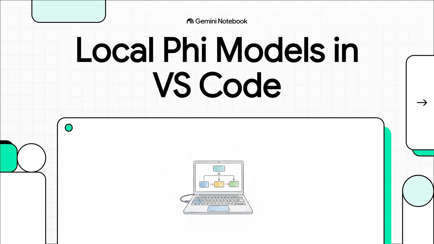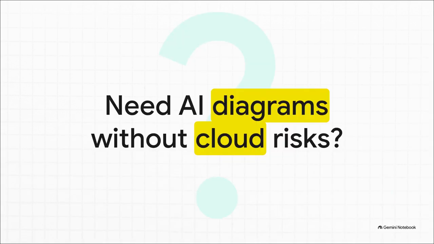I mean, it takes hours, and let's be real, it's basically out of date the exact second you write a new line of code. It's just not fun. But what if your code editor could literally just read your logic and draw the whole shebang for you instantly and securely? Well, that's exactly what we're going to learn how to do today using local Phi models in Visual Studio Code.